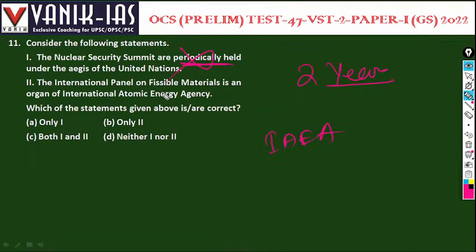The International Panel on Fissile Materials is an organ of the Atomic Energy Agency. This is not an organ of the International Atomic Energy Agency. It is a separate group, established in 2006. It's not a part of the International Atomic Energy Agency. So both the statements are wrong. So D is the answer, neither one nor two.